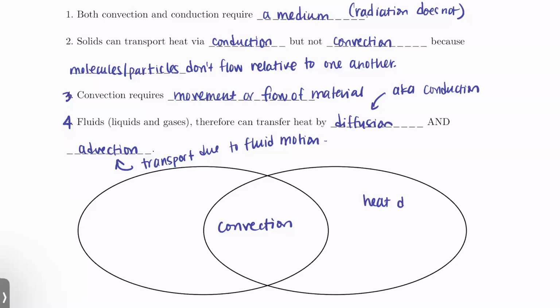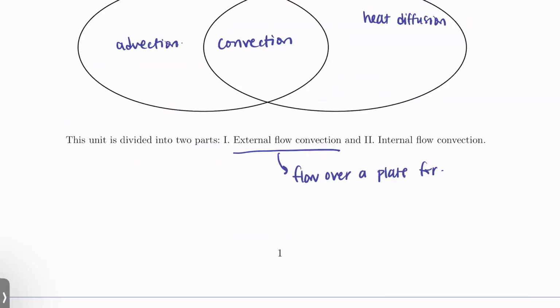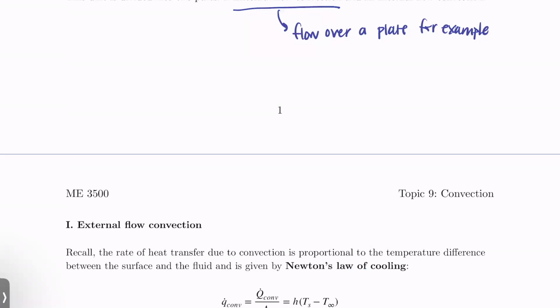This unit is split into two parts. We're going to start with external flow convection. So this is like flow over a plate, for example. And then the second part is going to be internal flow. So this is like flow through pipes. Okay, so let's start with external flow convection.